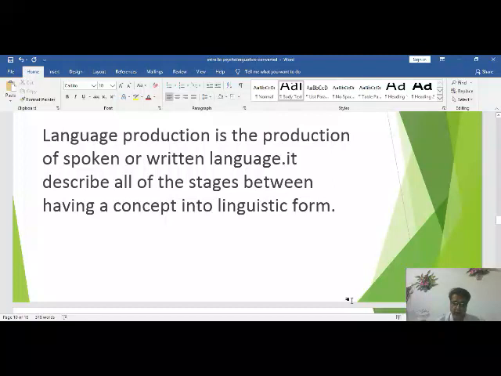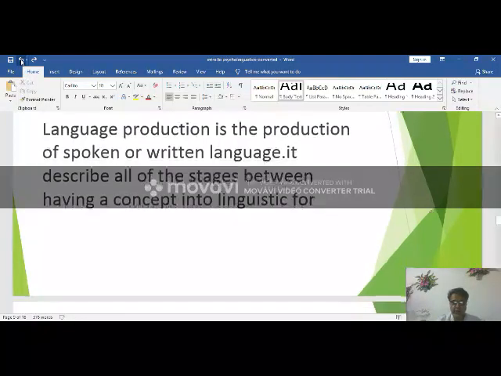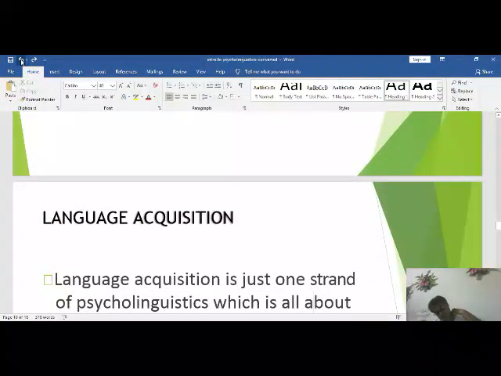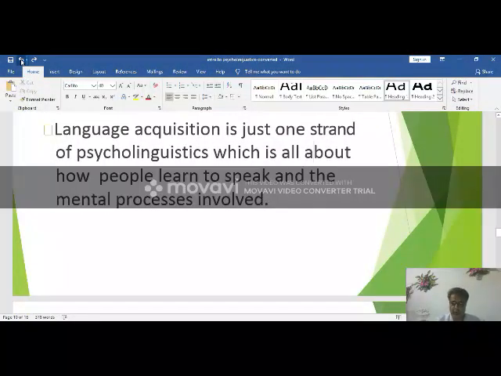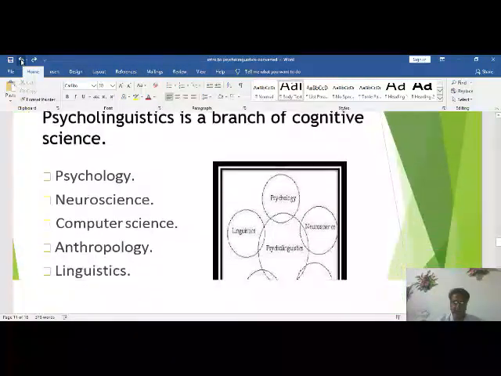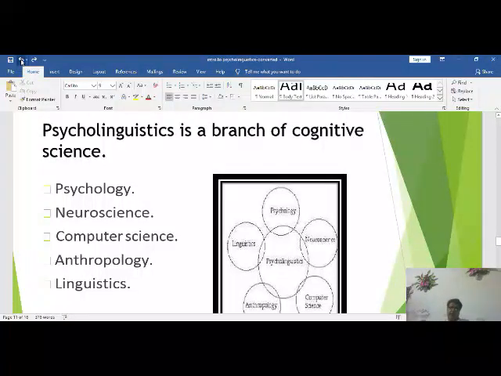We also talk about language production. Language production is the production of spoken or written language. It describes all of the stages between having a concept and the linguistic expression for language. And then we have language acquisition. Language acquisition is just one strain of psycholinguistics, which is all about how people learn to speak and what mental processes are involved. So these are the major areas which psycholinguistics, apart from many factors, focuses on.